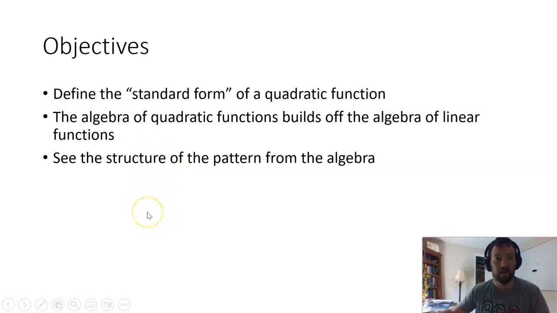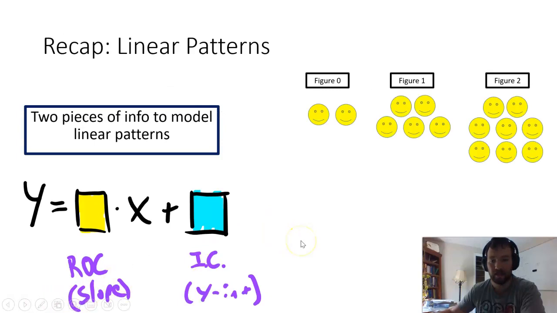In particular, I'll talk about how the algebra of this form of the function for quadratics really builds off the algebra of linear functions. Okay, so quadratics really do build off of linears, and I'll talk a little bit about how we can see the structure of the pattern from the algebra. So remember, algebra is a language, and it's a language used to describe patterns. And so when we look at an algebraic expression, we should be able to understand some of what pattern it's trying to capture just by looking at the form of it. So that's what we'll do here, and let's jump right in.